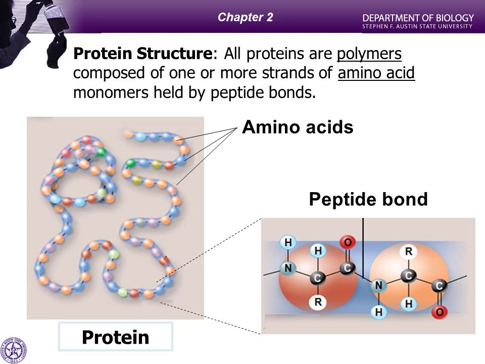But the type of bond that we have between the amine group of one amino acid and the carboxyl group of a second is referred to as a peptide bond. That only really exists, and you'll only hear that term in reference to proteins. And that's why sometimes proteins are also called polypeptides. Right? Because of that peptide bond.